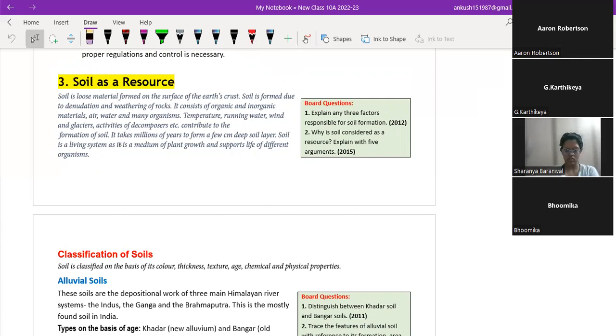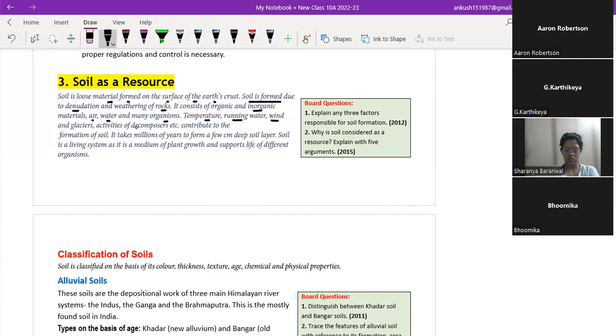Soil is loose material formed on the surface of the earth's crust. Soil is formed due to denudation and weathering of rocks. Denudation, when it becomes very fragile and just spreads over the crust of the earth. It consists of organic and inorganic materials like air, water, and many organisms.